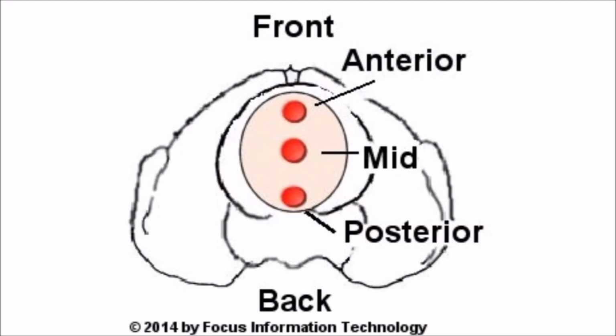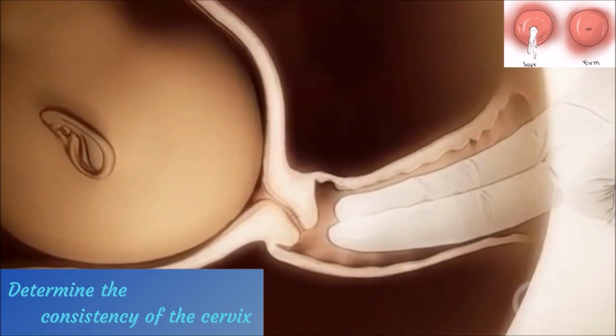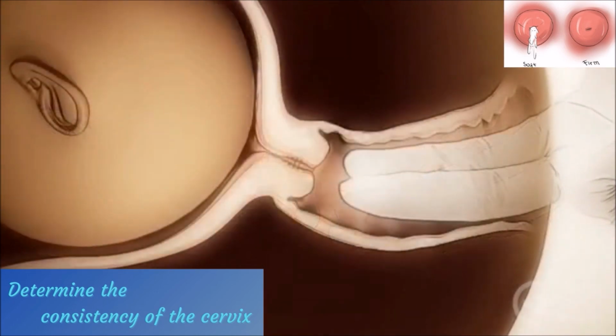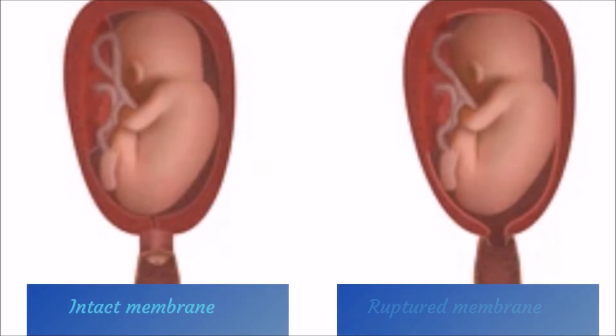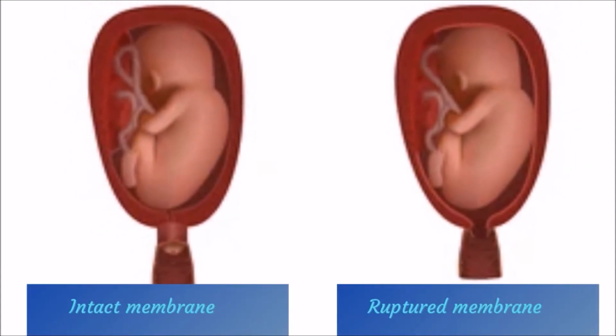The position of the cervix is determined by the relationship of the cervical os to the fetal head and is categorized as posterior, mid-position, or anterior. Determine the consistency of the cervix as soft, firm, or intermediate between the two. Determine the state of the membranes, whether intact or ruptured.